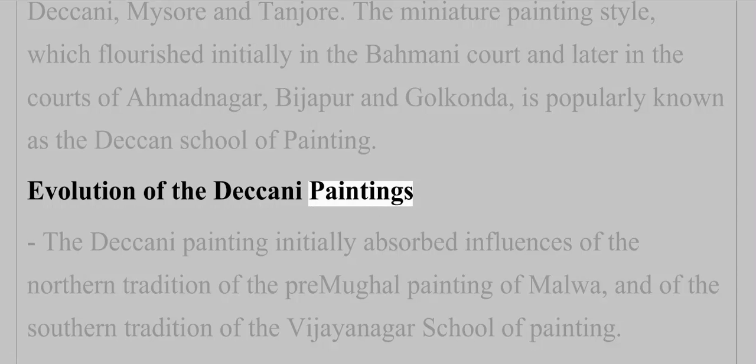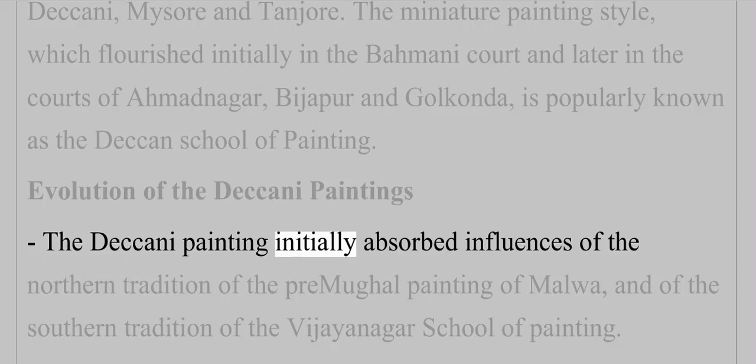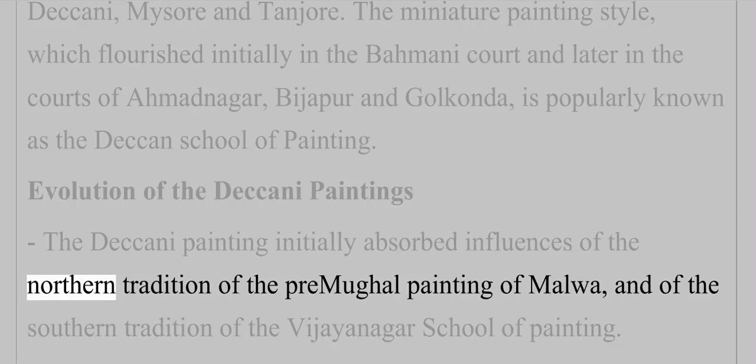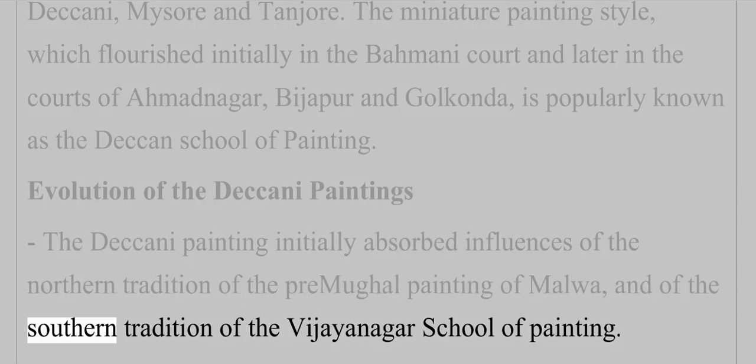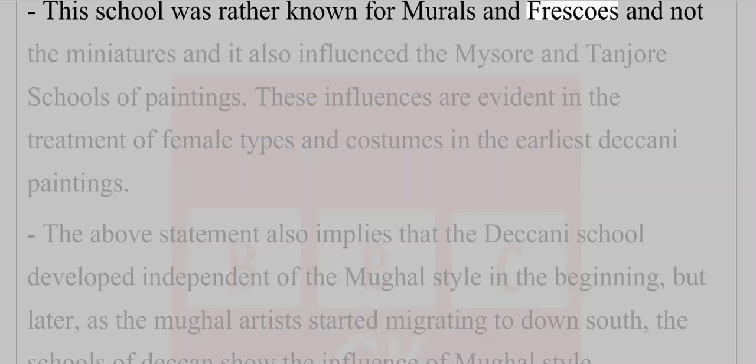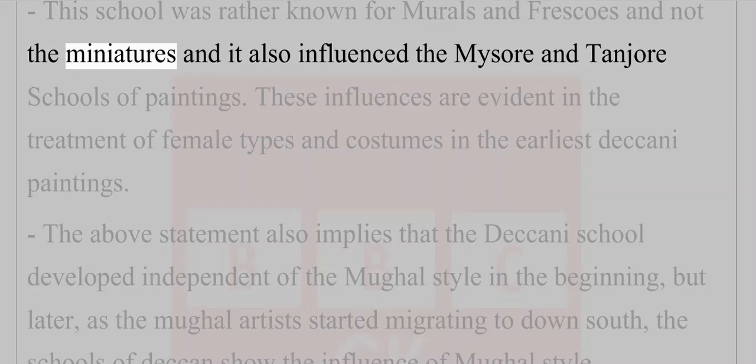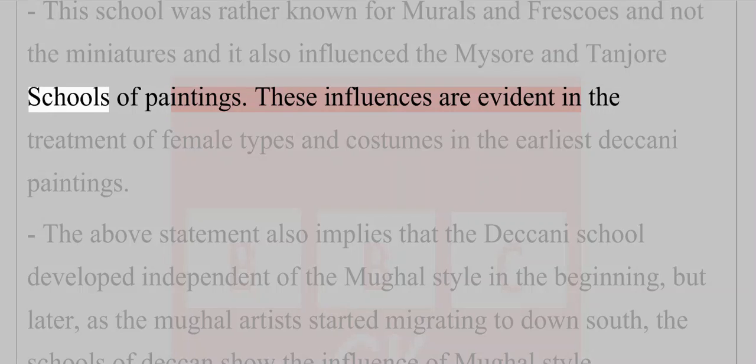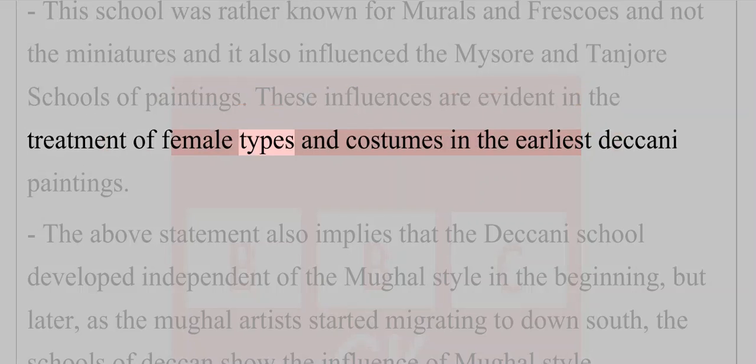Evolution of the Deccani paintings. The Deccani painting initially absorbed influences of the northern tradition of the pre-Mughal painting of Malwa and of the southern tradition of the Vijayanagar school of painting. This school was rather known for murals and frescoes, and not the miniatures, and it also influenced the Mysore and Tanjore schools of paintings.